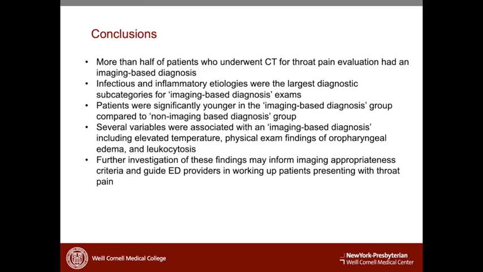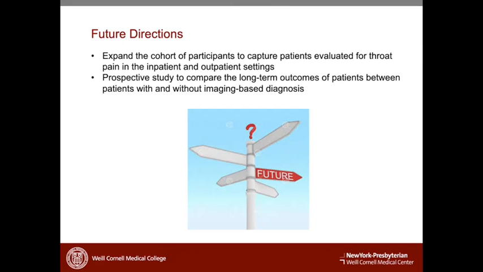Given these findings, patients who present to the ED with throat pain who would most benefit from a CT scan of the neck for an imaging-based diagnosis are those who present with signs and symptoms of an infection. Given that the group with an imaging-based diagnosis were younger and had more infectious etiology, it makes sense that the physical exam and lab findings that are indicative of an infectious process like tonsillitis or peritonsillar abscess would yield an imaging-based diagnosis.